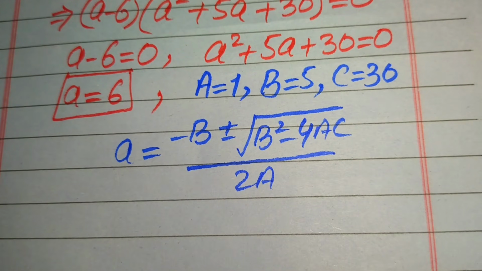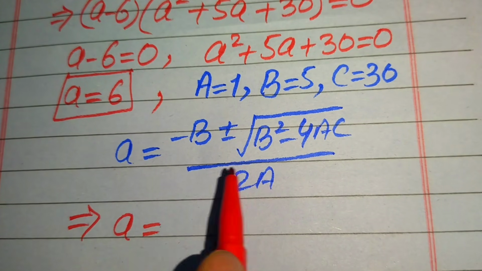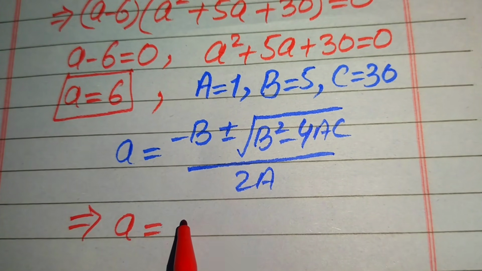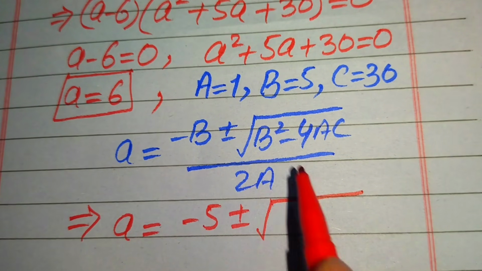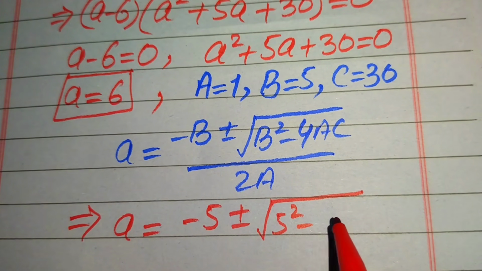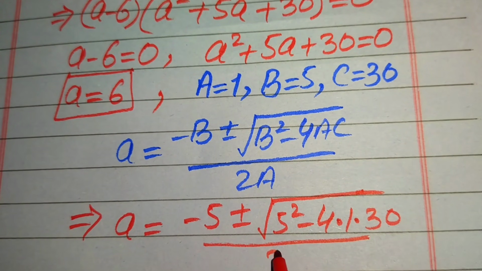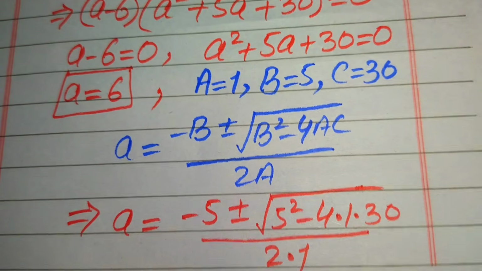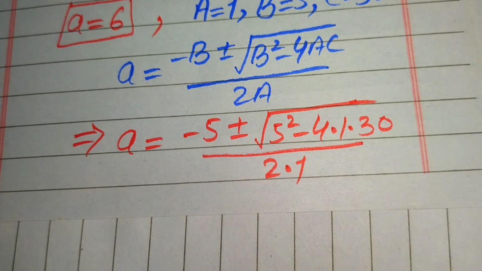So here we substitute all the values of a, b and c, and when we put all the values here, it becomes a equals to minus b. The value of b is minus 5, plus minus square root of b square, it is 5 square, minus 4 times a, which is 1, and c, which is 30, and it is divided by 2 times a, and here our a is equal to 1.